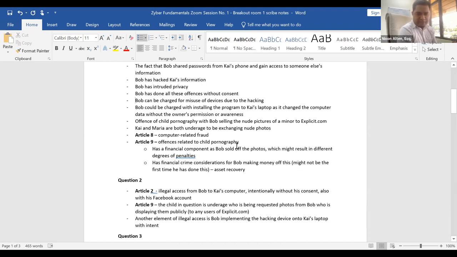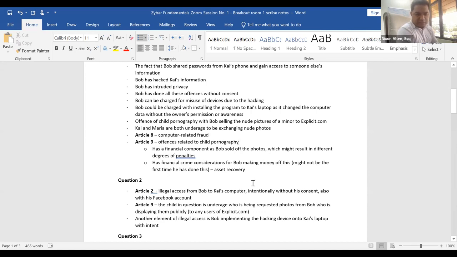Offenses of child pornography, with Bob selling the nude pictures of a minor to explicit.com. That really touched on Article 6, which talks about the production, sale of, and distribution of the information online.